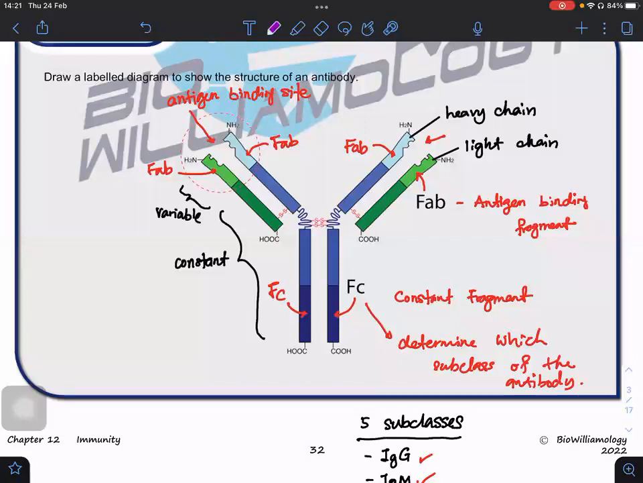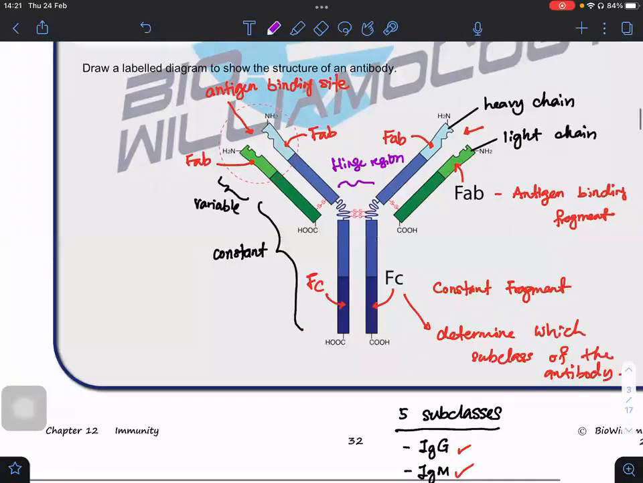And the last part, very important here, we call it the hinge region. The hinge region is something like a spring. Can you see it like a spring there? So it gives us the flexibility. What do I mean by giving us flexibility?